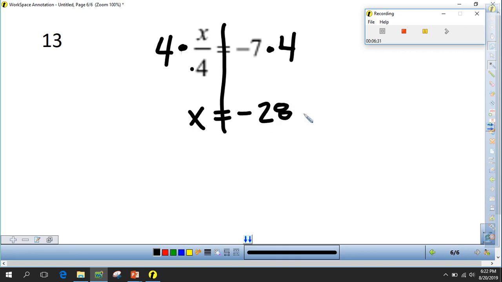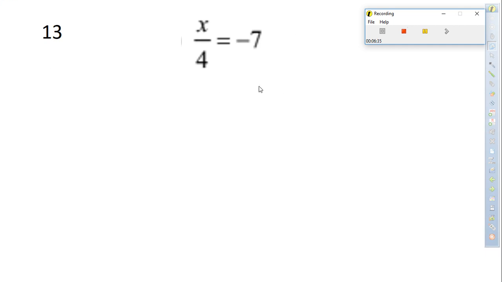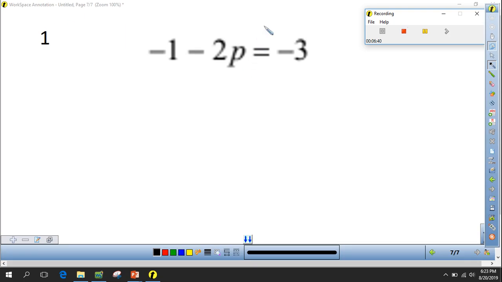So that's a pretty good set of one-step equations. Now we're going to move into some multi-step or two-step equations. Same process we're doing here. Draw my line through my equal sign. I want to get this p all by itself. That p is attached to that -2.